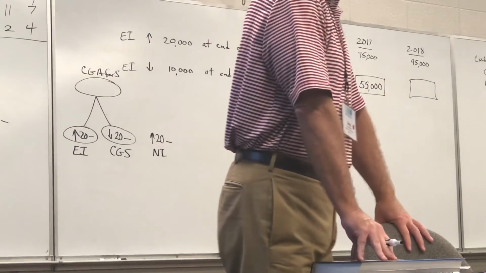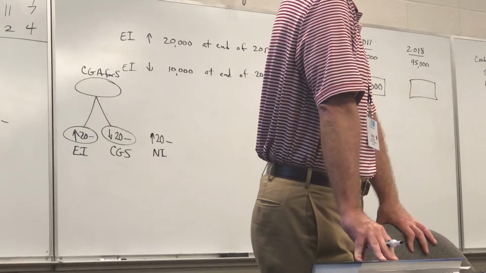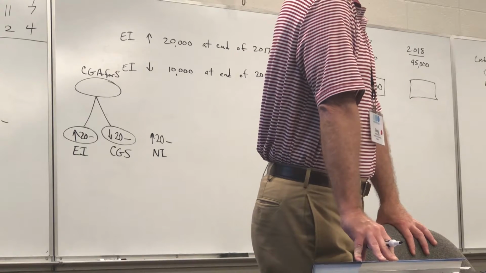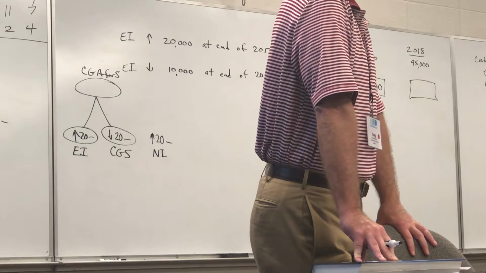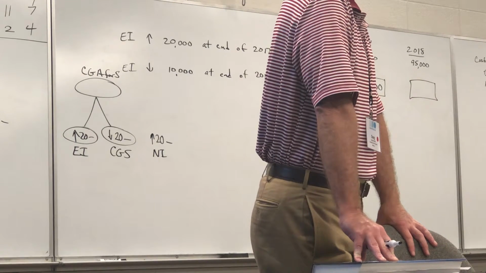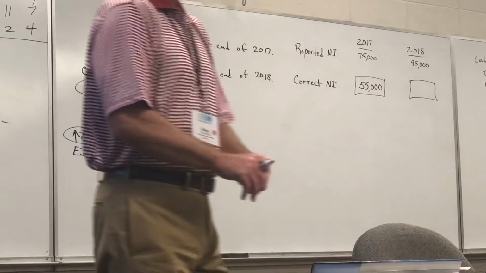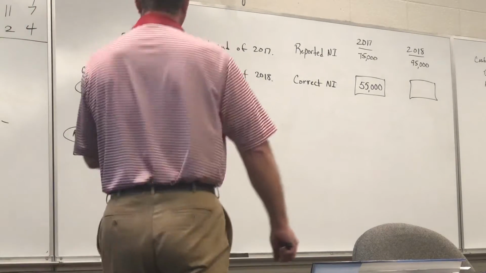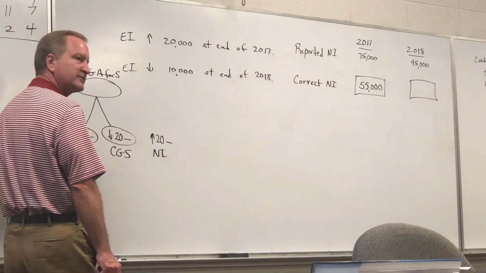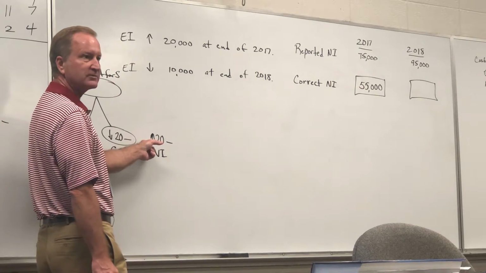Write this down. I can still remember my first accounting professor saying this. As ending inventory goes, so goes net income. As ending inventory goes, so goes net income. So look at this. Ending inventory is overstated, net income is overstated. They move in the same direction.